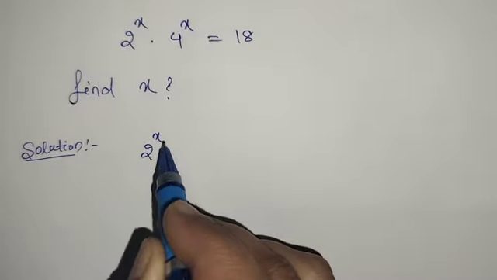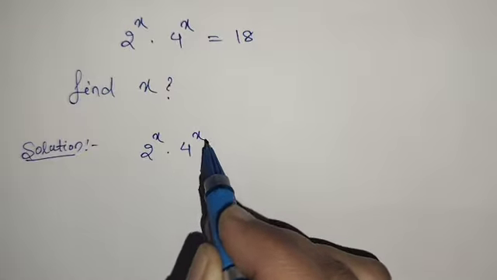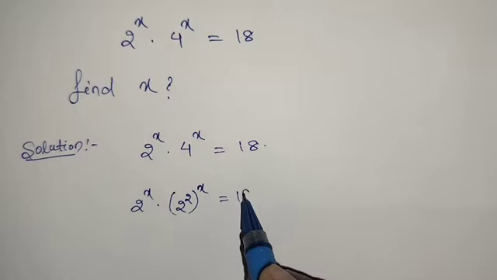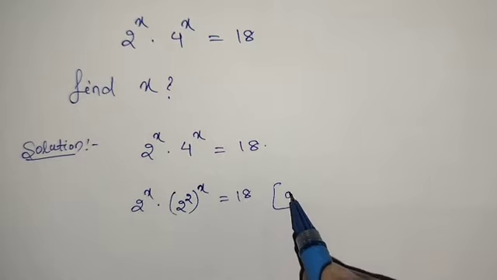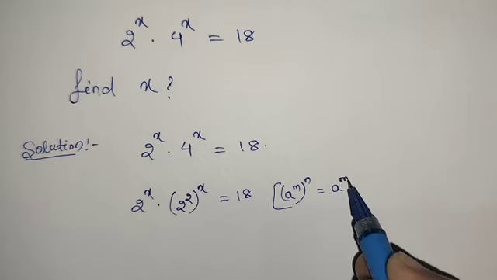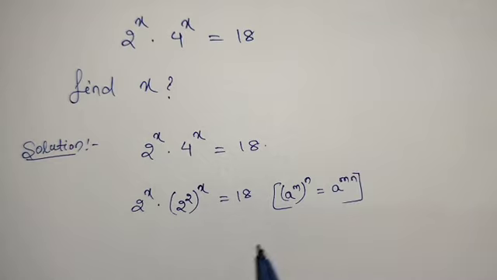2 to the power x into 4 to the power x is equal to 18. Then 2 to the power x into 4, we split as (2 to the power 2) whole to the power x is equal to 18. (a to the power m) whole to the power n is equal to a to the power m into n. We apply here. 2 to the power x into 2 to the power 2x is equal to 18.